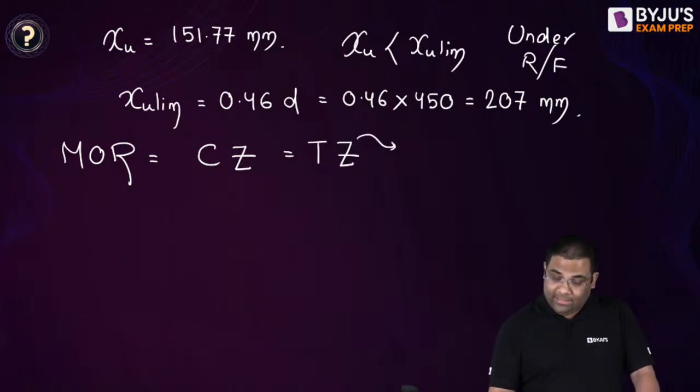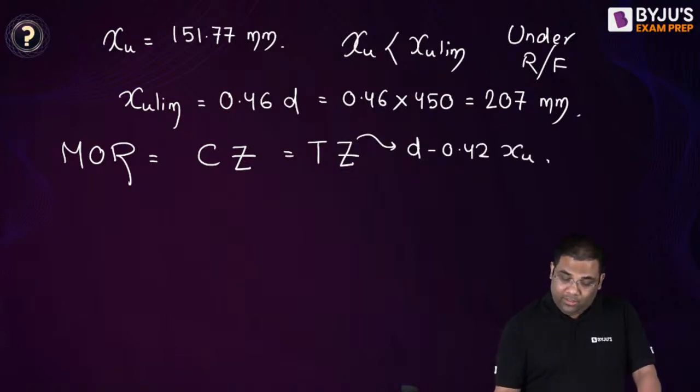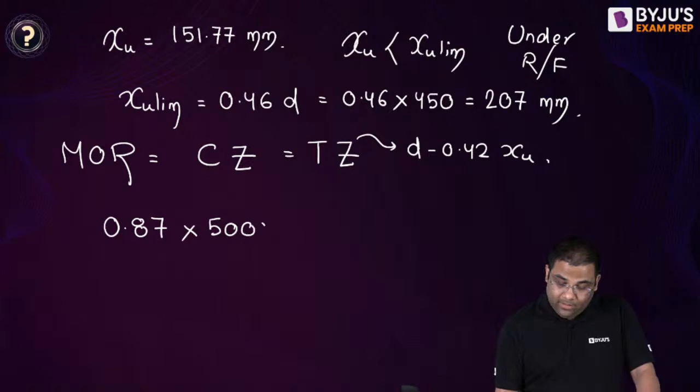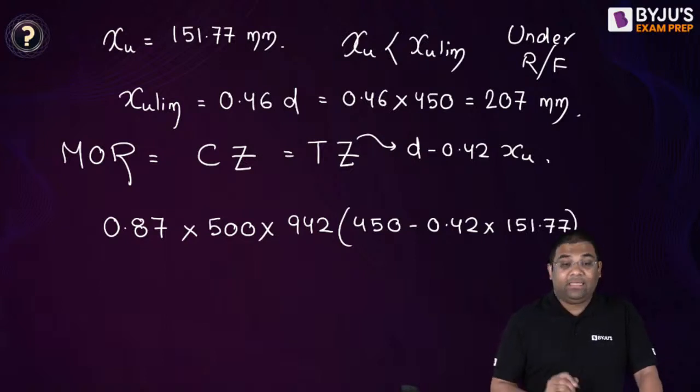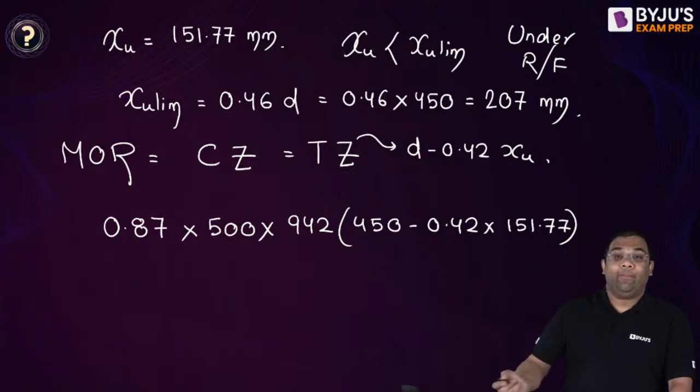Now, what is Z? Z is the lever arm. D minus 0.42 XU. So, let us find out from T into Z. You can find out C into Z also. Let me find out T into Z. So, 0.87, FY is 500. Okay, AST is how much? 942. Then, D is 450 minus 0.42 XU, which is 151.77, right?